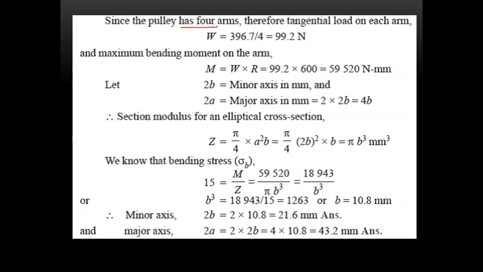The pulley has 4 arms. Therefore, the tangential load on each arm, W, is equal to 396.7 by 4. And the maximum bending moment on the arm, M, is equal to W into R, that is 99.2 into 600. So we find B and A value, major axis and minor axis. Section modulus for an elliptical cross section, Z, is equal to pi by 4 A square B. So we are getting this one.